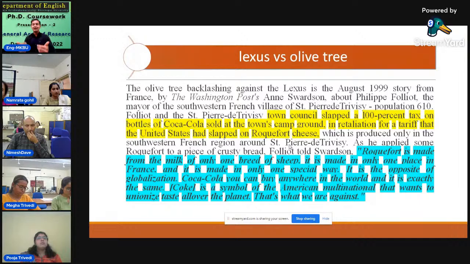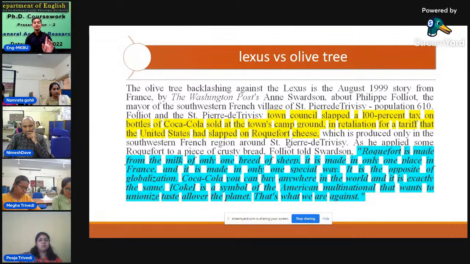Even in our Gujarat, we know that in Bhavnagar there are gathiya and vakhnai, and in Surendranagar there are samosas and vakhnai. Our taste cannot be replicated; people can try as they like, but they cannot make it here. But all these things, like American products, burger or pizza or Coca-Cola, are the same everywhere, and this is what we are against. These people say that we are against this. Coke is a symbol of an American multinational that wants to homogenize the taste all over the planet. That's what we are against.